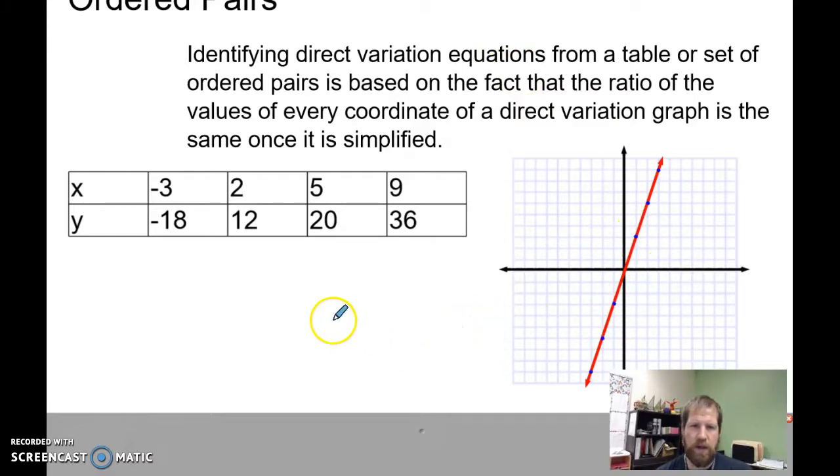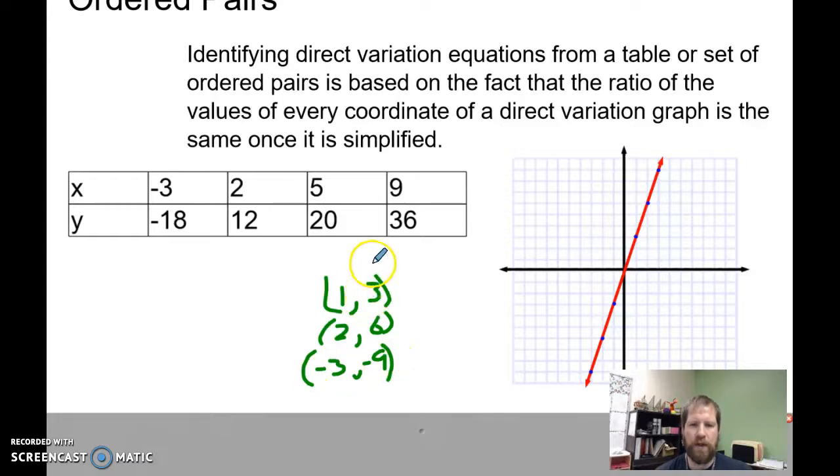So here's one at 1, 3. There's another one at 2, 6. Another one, we can even go down here, -3, -9. And you'll notice a pattern starting to show up. That pattern is that with a direct variation equation, every point, so every pair of coordinates, is going to have the same ratio.